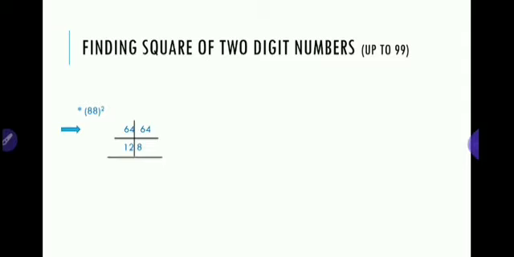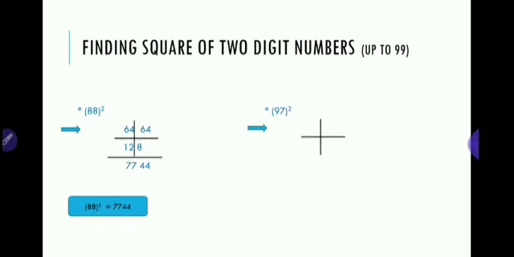Again the next procedure is the same as usual. Make the addition of all the numbers. 4 plus 0 will be 4, 6 plus 8 is 14, 4 carry 1, 4 plus 2 plus 1 is 7, 6 plus 1 is 7. Therefore the square of 88 will be 7744. Let's have one more example.